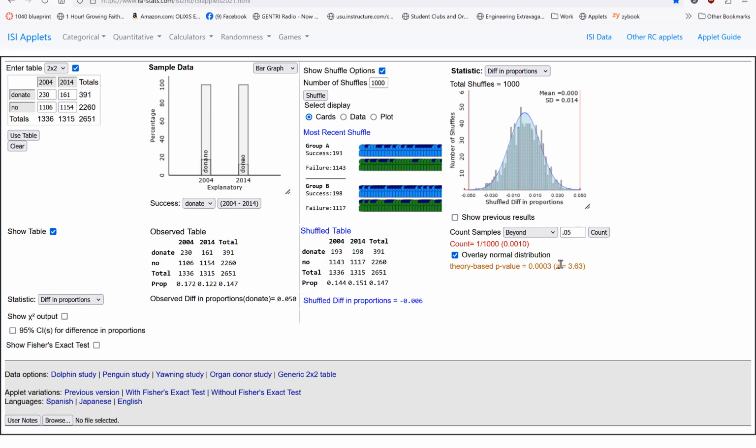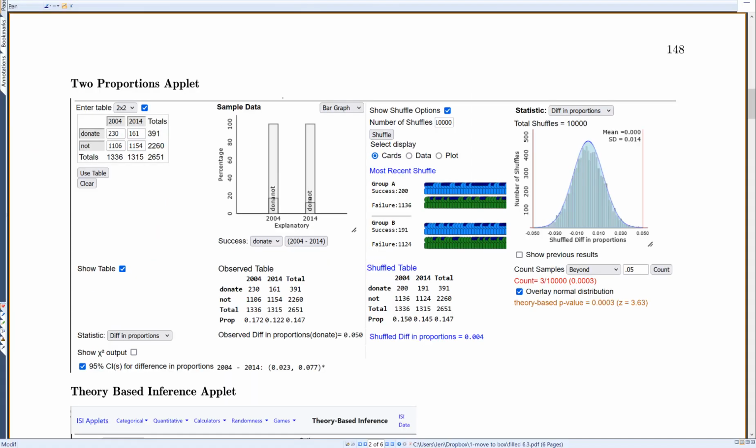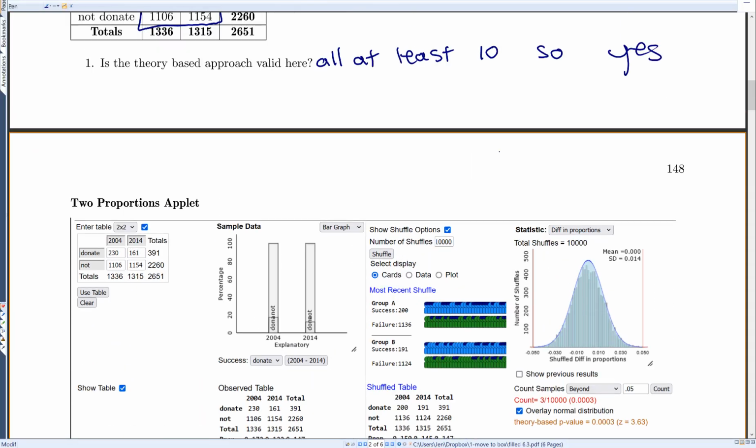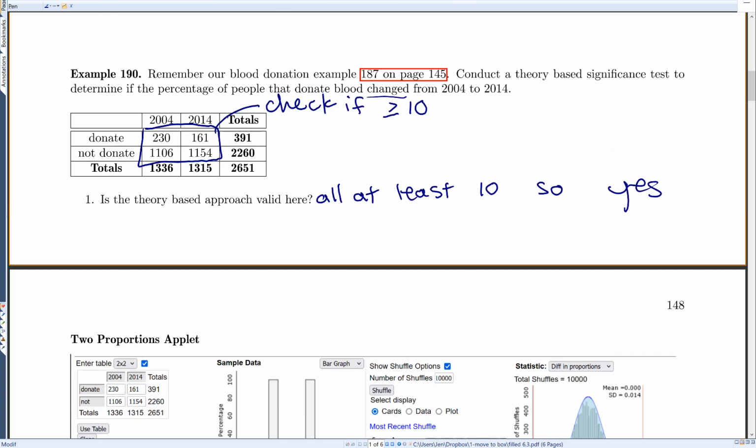And again, this is your theory-based p-value, your theory-based standardized statistic. Let's come back to our notes. I realized while we were here, I didn't write, so I like to say, okay, 2004, 2014, that was my explanatory variable, and over here I had my response variable. Just get in the habit of checking that because on the test they could maybe switch which variables they put where. Okay.